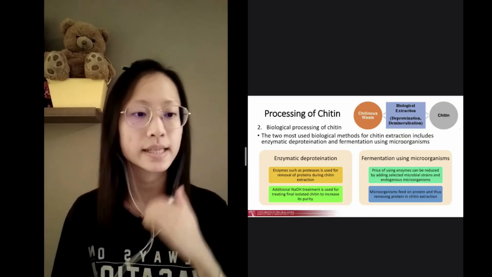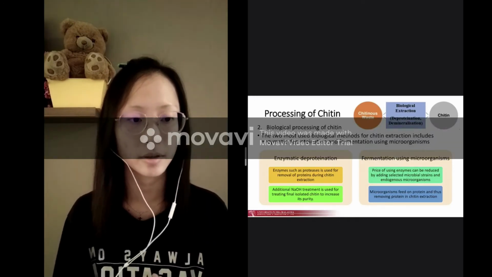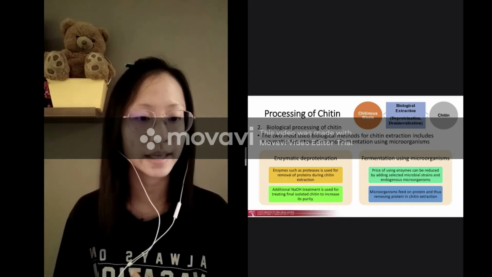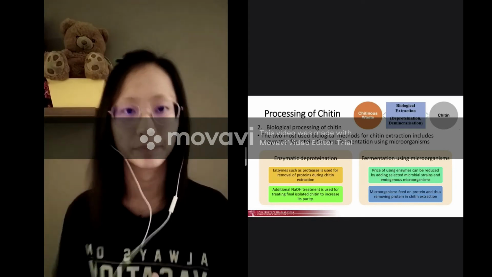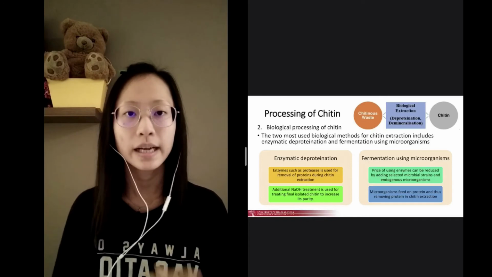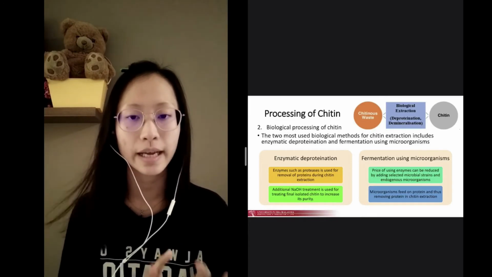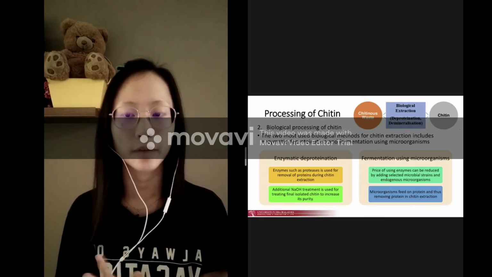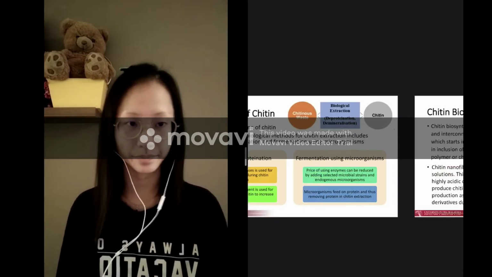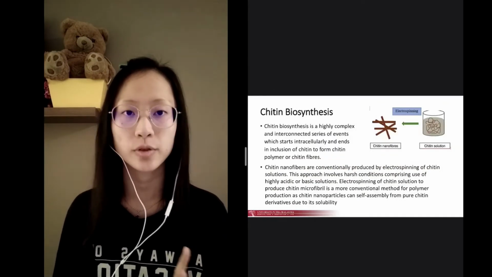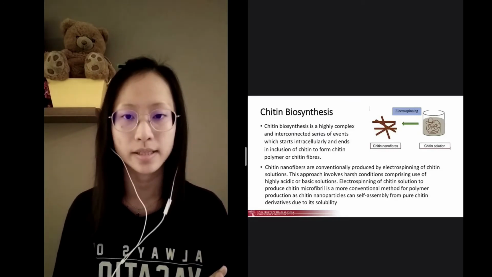The price of using enzymes can be reduced by adding selected microbial strains and endogenous microorganisms. Microorganisms feed on protein and thus remove protein in chitin extraction. So for both chemical processing and biological processing of chitin, the main idea is to get rid of protein and to form chitin which has been deproteinated, either way. After chitin has been deproteinated, it will be synthesized to produce chitin polymer, and the method used is chitin biosynthesis.